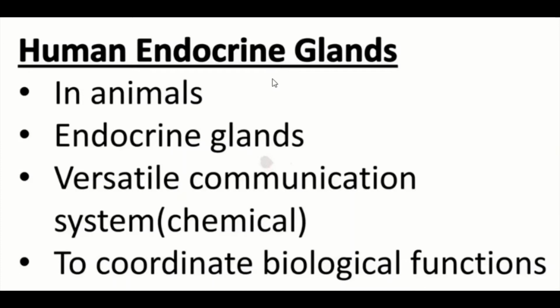Among these organs, the endocrine gland is also an organ that produces hormones. These hormones are released directly into the blood and travel to tissues and organs all over the body. Right? These endocrine glands help control many body functions including growth and development, metabolism and fertility and so on. So these endocrine glands in animals possess a versatile communication system. Versatile means there is a group of communication systems to coordinate biological functions.